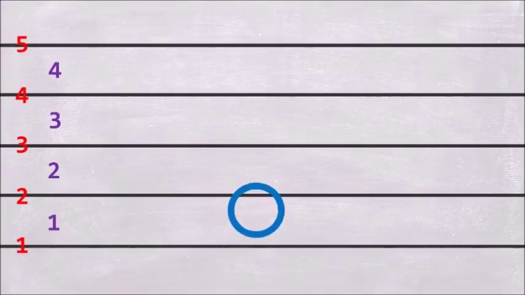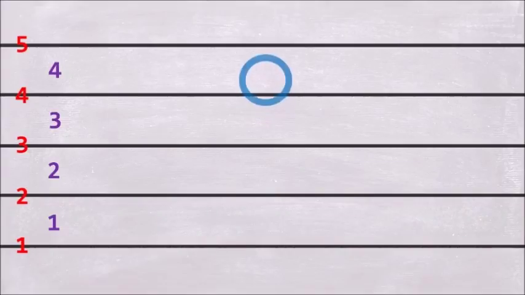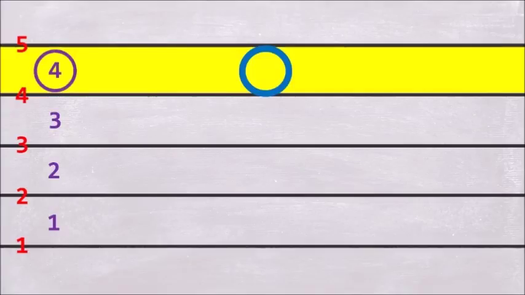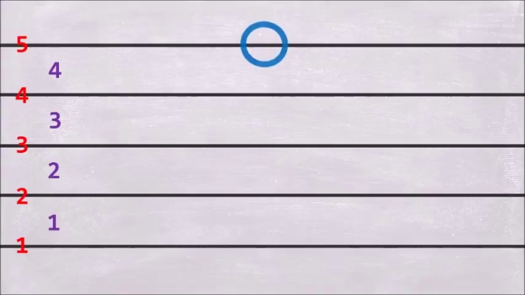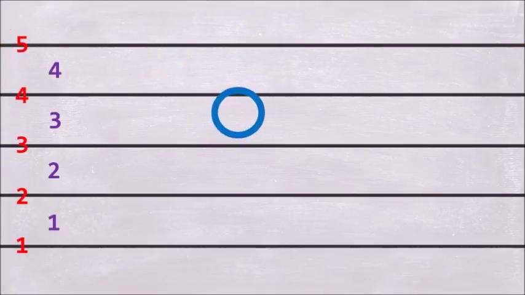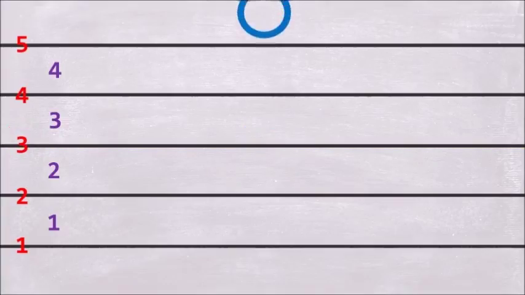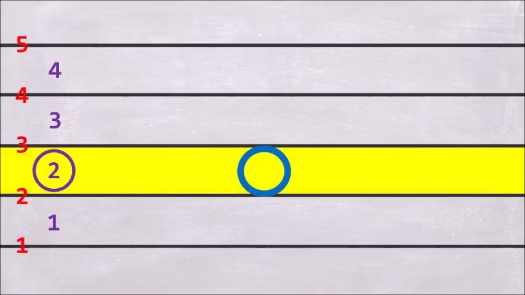Here's a note, and notice that this note is not filled in. It's an empty note. And it's in space number 1. Here's another note. Space number 4. Here's another note. That one's on line number 5. This note is on line number 3. And this note is in space number 2.